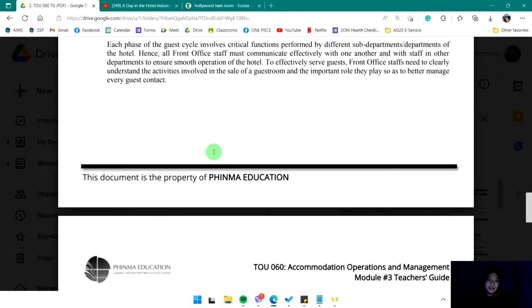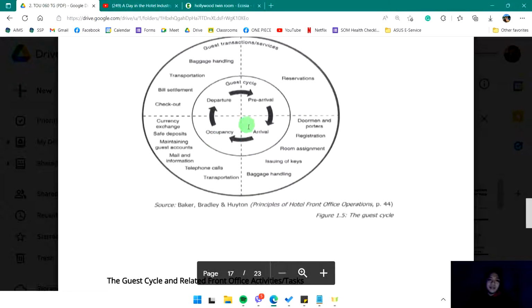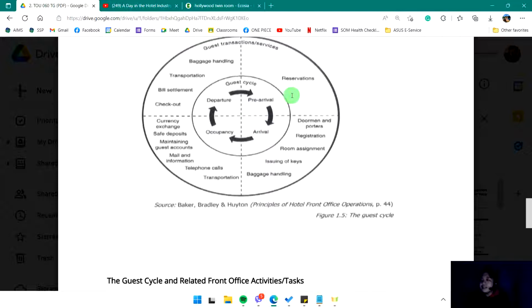First, we have here the pre-arrival. Sa pre-arrival natin, dito mangyayari ang reservations natin, dito mangyayari yung gathering of information, room checking in, getting to know the preferences of our guests. Basically yon, everything that comes to reservation goes in the pre-arrival phase.